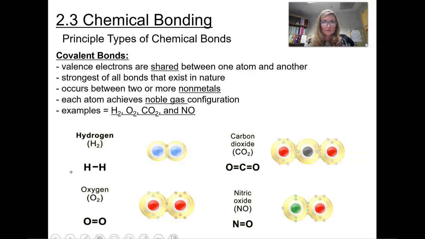So the types of chemical bonds, moving on, we have covalent bonds. These are going to be where the valence electrons are going to be shared between one atom and another atom. Usually this is going to be between 2 nonmetals or 2 gases. These are going to be the strongest of all bonds that exist in nature. And each atom is going to achieve noble gas configuration when it does this. And so here's some of your examples that you can see below.